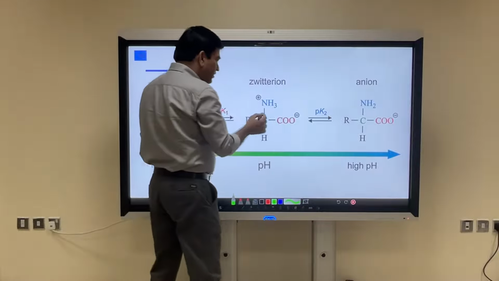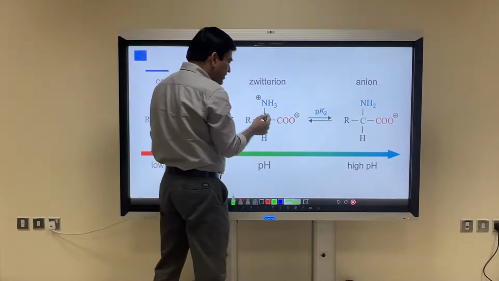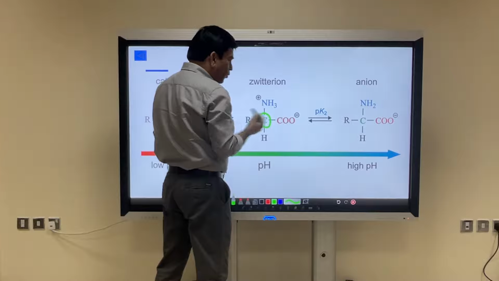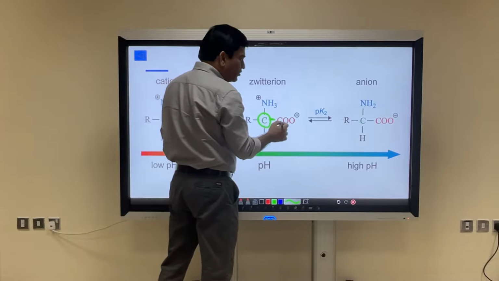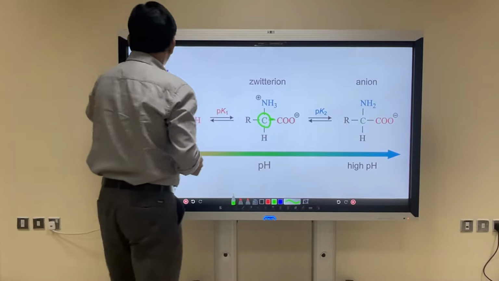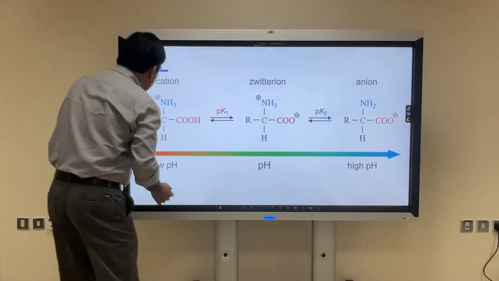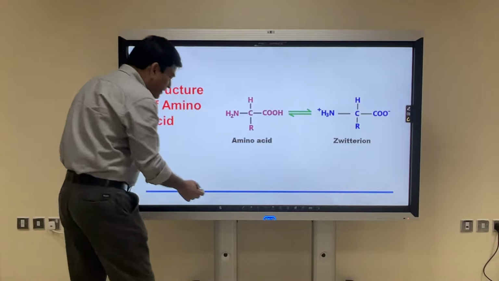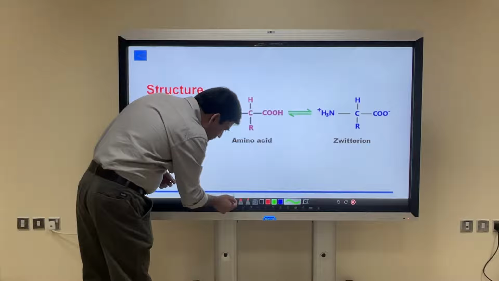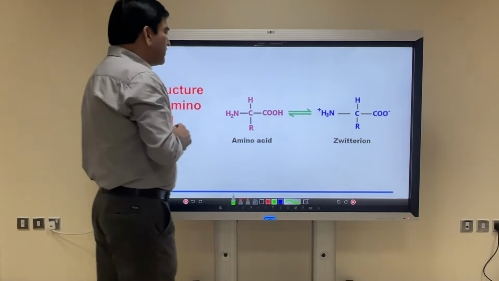So you can see it over here. There's an amino acid over here. There's a central carbon atom over here. You can see the structure of an amino acid over here.